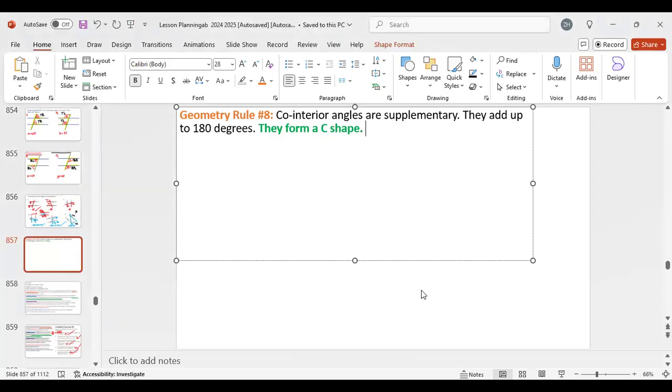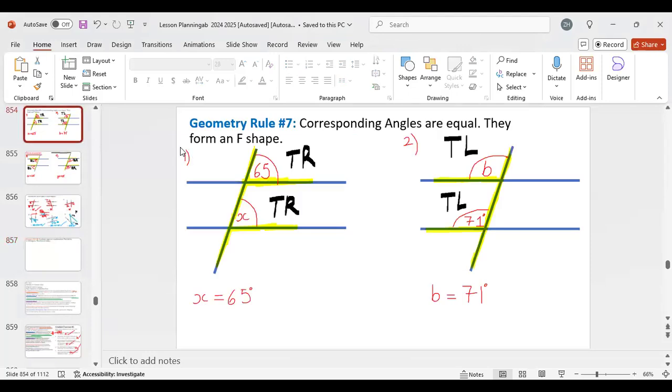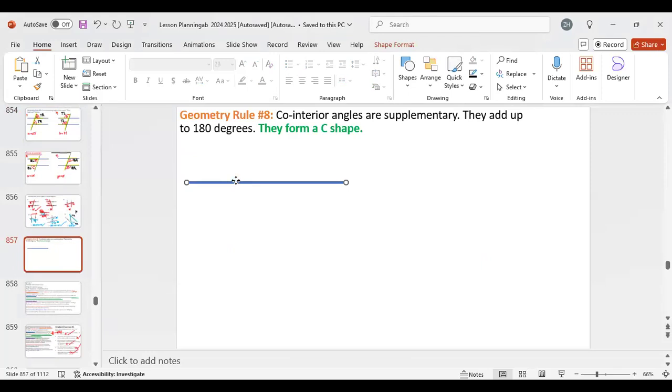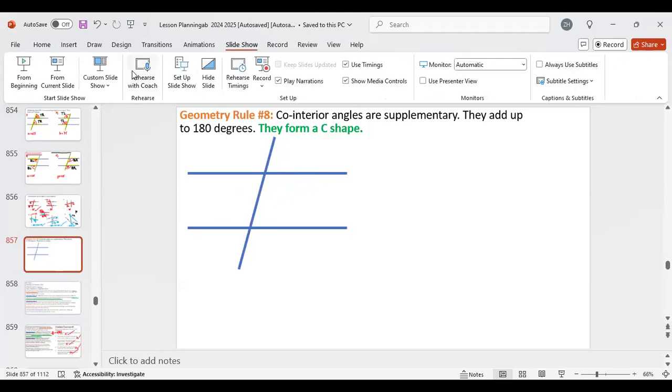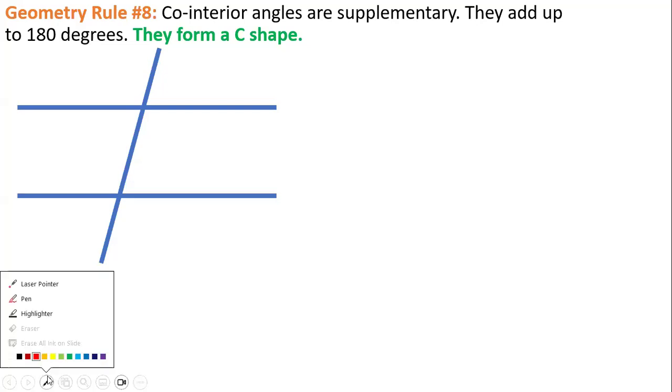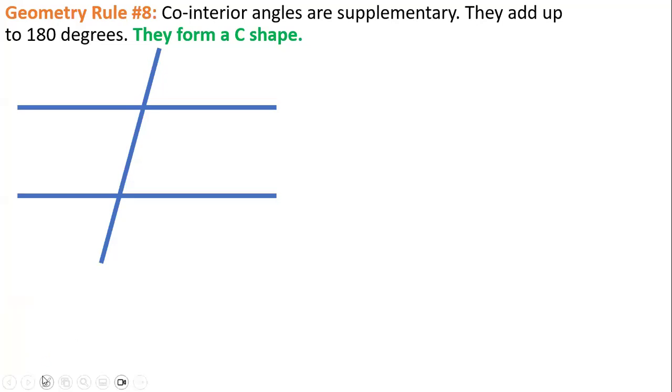So let's see these supplementary angles, or these, what should I say, co-interior angles, and let's see the C shape that they form. It's actually going to be a C. All right. So let's say we have, I don't know if y'all could see it already. Some of y'all are very geniuses. You probably could see it already. I can see it.